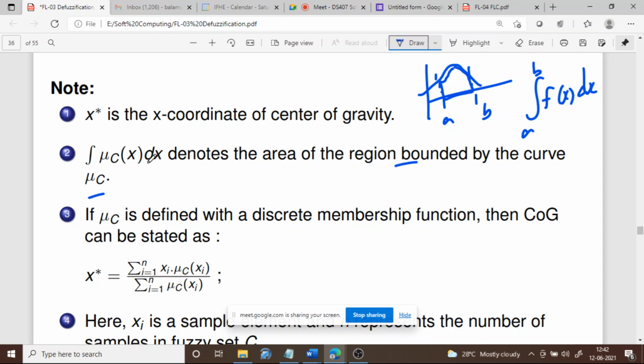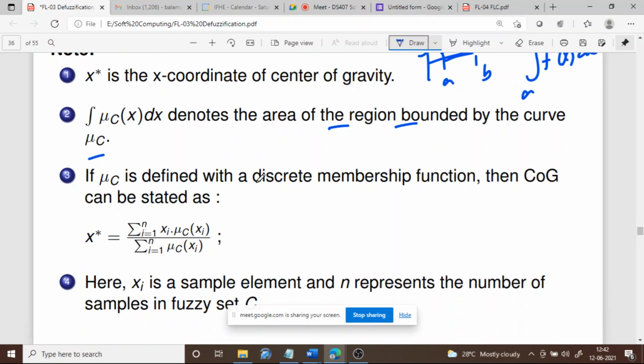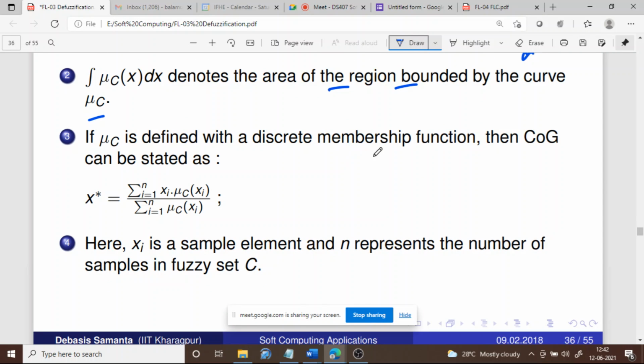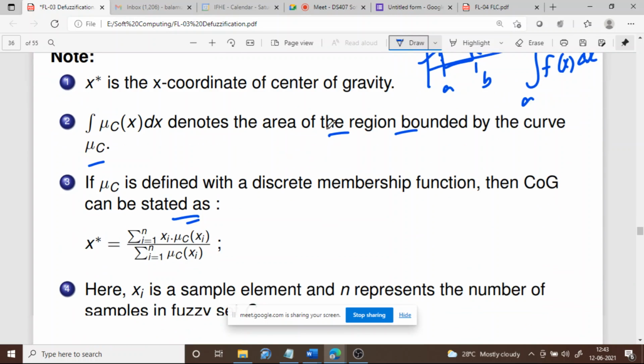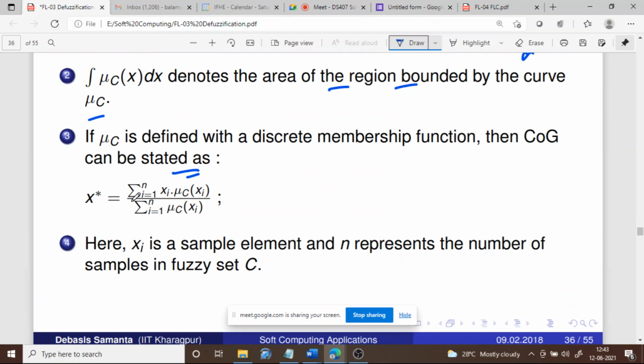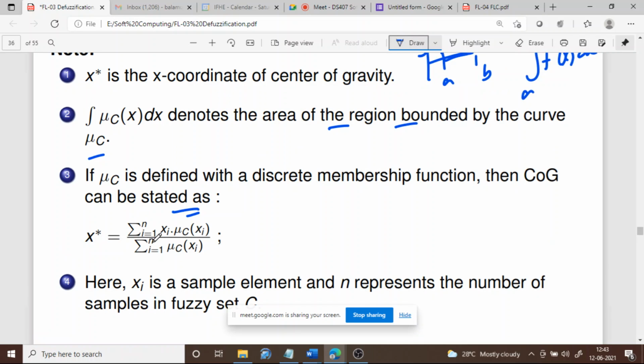So integration of mu c of x dx denotes the area of the region bounded by the curve. If mu c is defined with a discrete membership function, then COG can be stated as follows. This is with integration, but it can equally be written using summation. If the membership function is not continuous but discrete, then x star can be represented something like this.